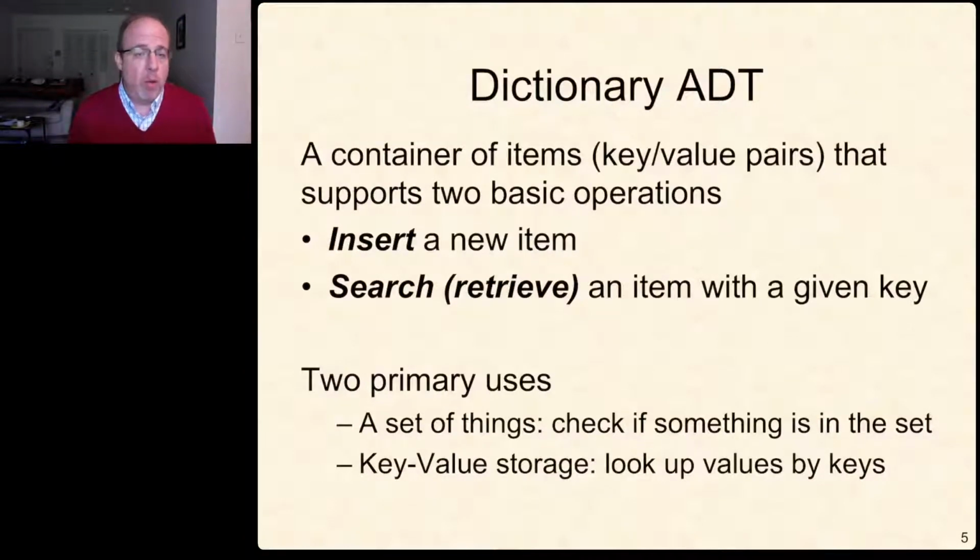There are really two primary applications we use these things for. If we want to track sets, so check if something is in the set, what are the students currently enrolled in EECS 281 by student ID number? Or we could do key value storage, look up the values by keys. For a given student ID, what are their scores on the labs and projects so far? So that's the basic idea behind a dictionary.